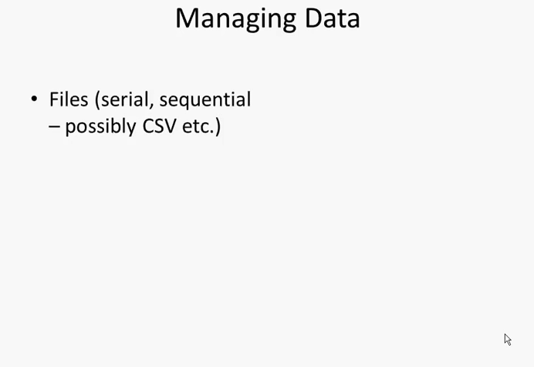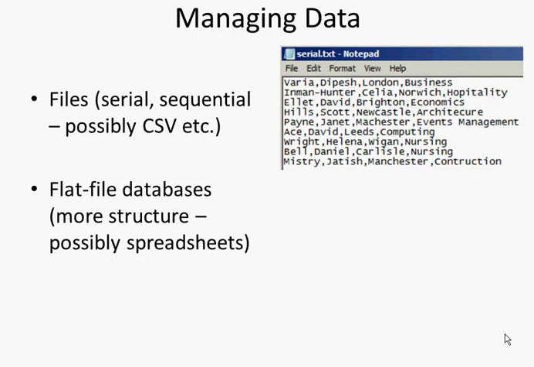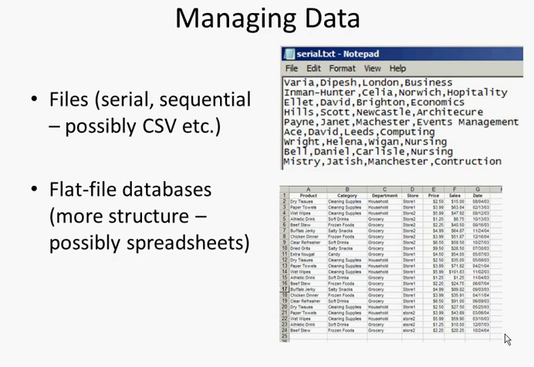So after these simple files such as serial and sequential, which would probably be stored in what we call CSV format, comma separated value format, and you should be able to see why they're called that, we then got our flat file databases, which had more structure and maybe had a bit more of a table format, such as a spreadsheet.